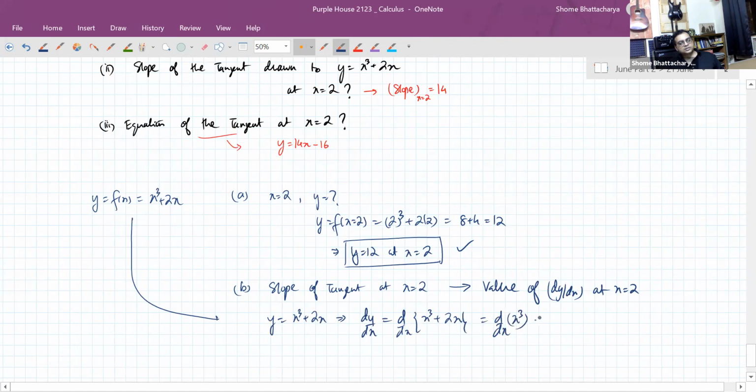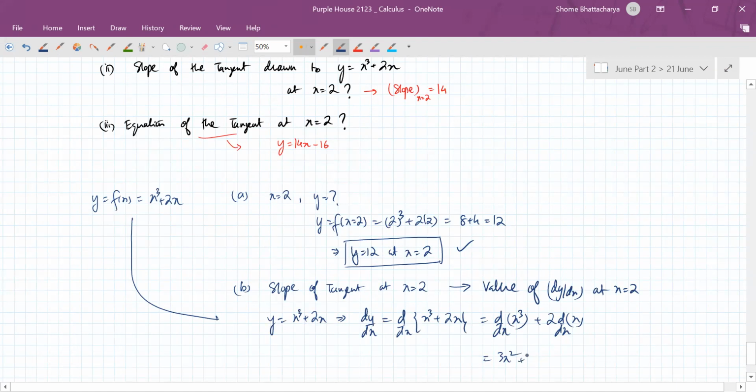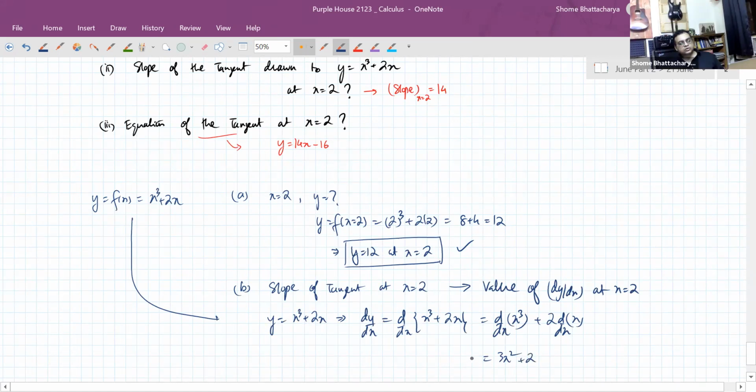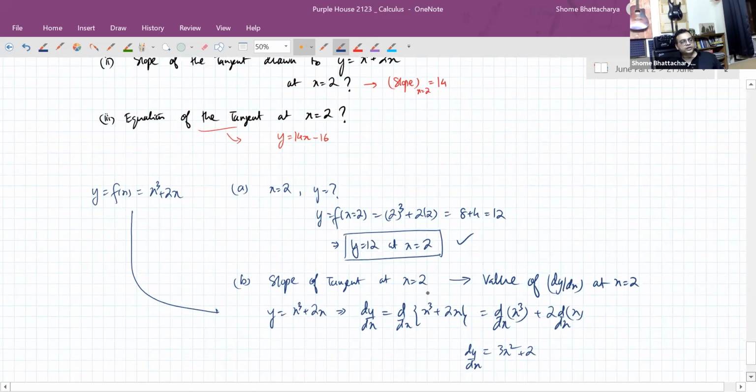Just do all the steps calmly. You see, differentiation of x cube is 3x square. Differentiation of x is 1. So 3x square plus 2, that is our dy by dx. Okay. So now what is the slope of tangent at the point x equal to 2?